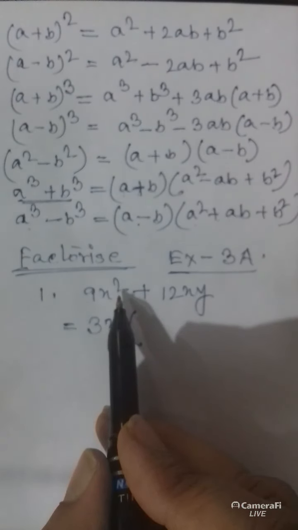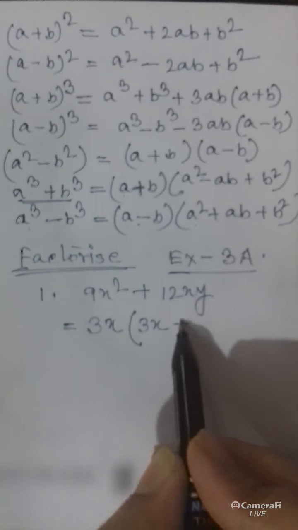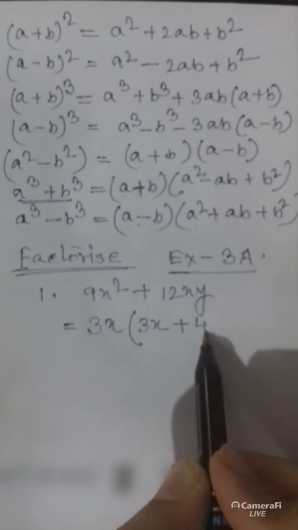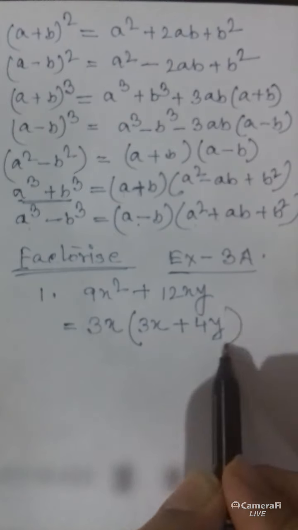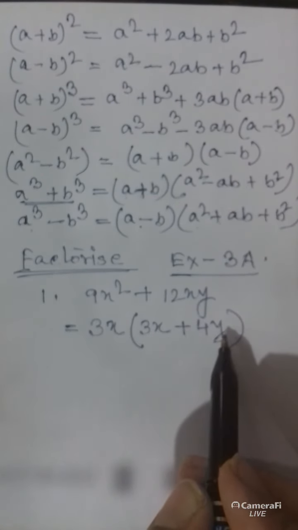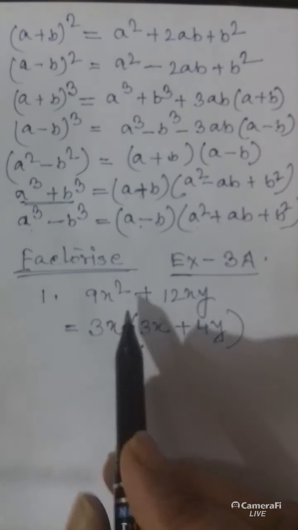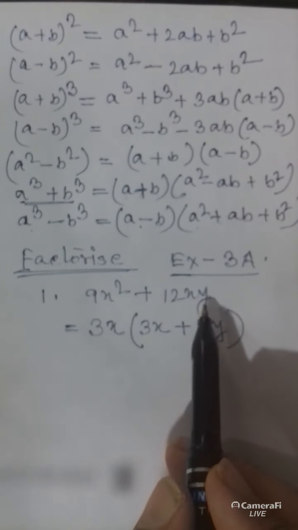If we take 3x common, then from 9x square you get 3x. Then 3 fours are 12 and x is common, y is left. Then 3x common, 3x plus 4y.